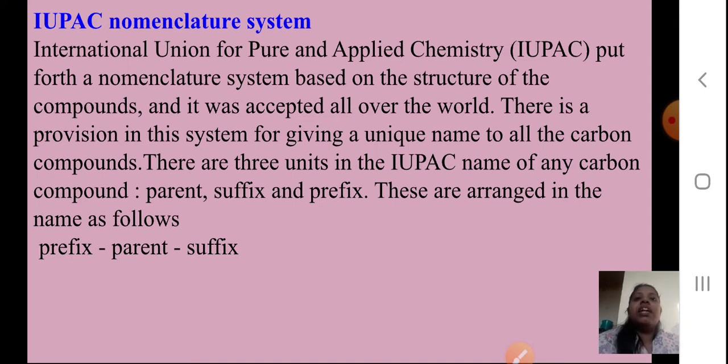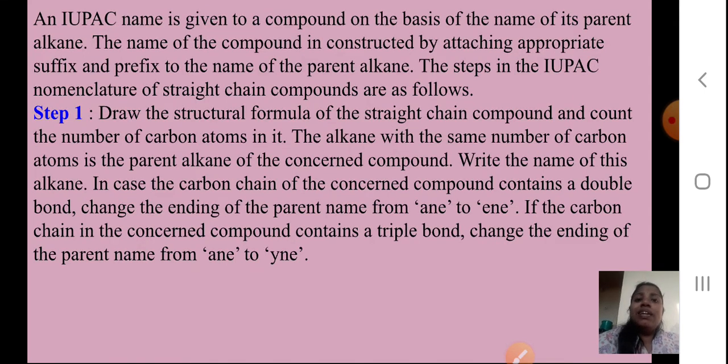Okay students, now an IUPAC name is given to a compound on the basis of the name of its parent alkane. So parent alkane is more important. The name of the compound is constructed by attaching an appropriate suffix and a prefix to the name of the parent alkane. Now we only saw how it is arranged. Okay, the steps are there. The steps in the IUPAC nomenclature of straight chain compounds are as follows. When they are straight chains, we will see how we are going to write the names of the compounds. We are going to follow some steps.